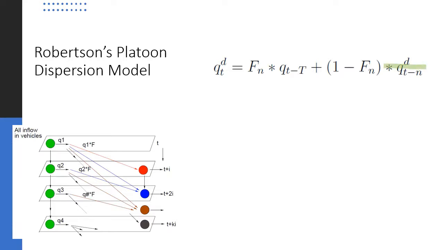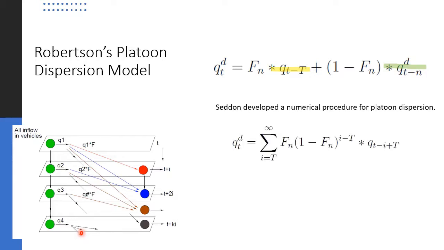Okay, so it is the weighted combination of the arrival pattern at the downstream end of the link during the previous time step, and also the departure pattern from the upstream traffic signal at t-1 second k. So this is Robertson's Platoon dispersion model, and then Seddon developed a numerical procedure for calculating the Platoon dispersion, and the equation is given here.